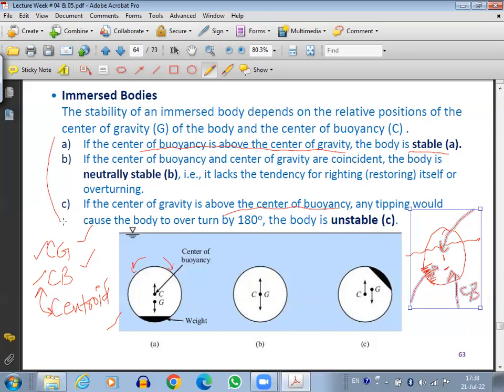If C is above G, if G is above C, or if C and G are both at the same point. Memorize them for the short question: when a body is stable, when it is unstable, when it is neutrally stable. Is it clear?